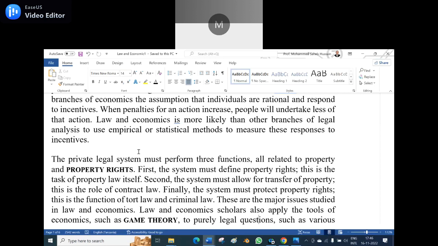First, the system must define property rights. So what is the property? What are the property rights that should be there? This is the task of property law itself. So the definition of the property and the rights of the property, property law will define it. Number one. The second, the system must allow for the transfer of property. That is the role of contract law.